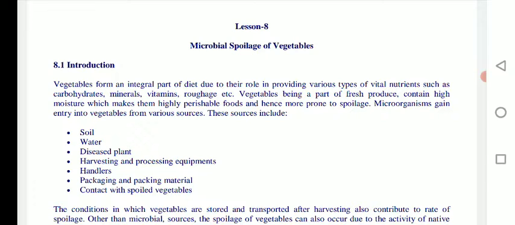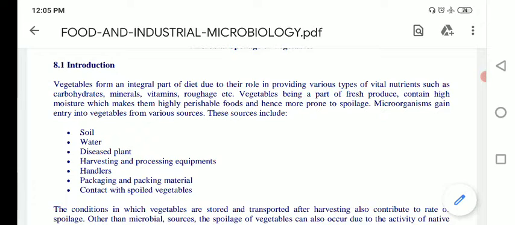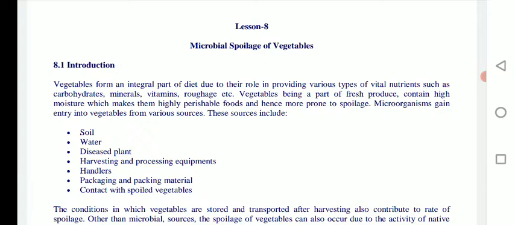As far as nutrition is concerned, vegetables have all essential nutrients. They contain carbohydrates, minerals, vitamins, and other things that are essential for growth and development of our body. So, vegetables form an integral part of our diet due to their role in providing various types of vital nutrients such as carbohydrates, minerals, vitamins, roughage, etc.